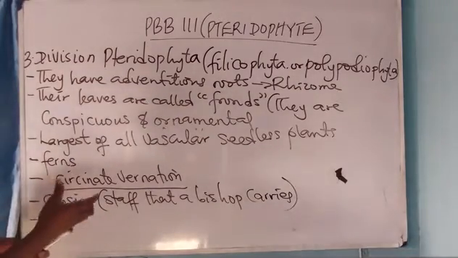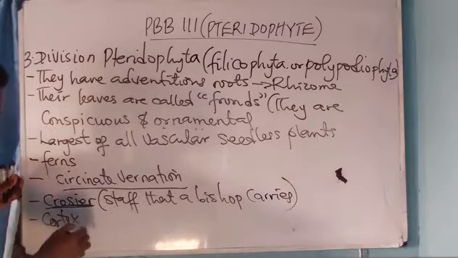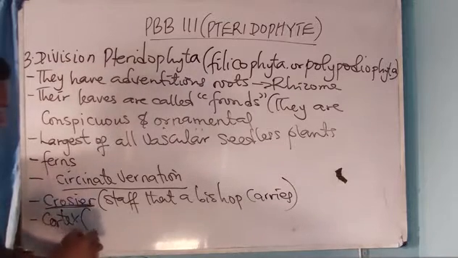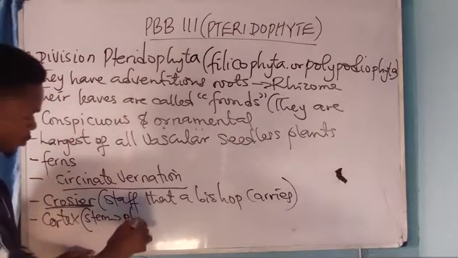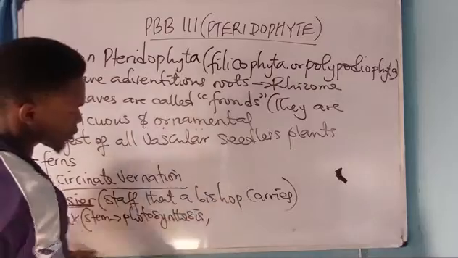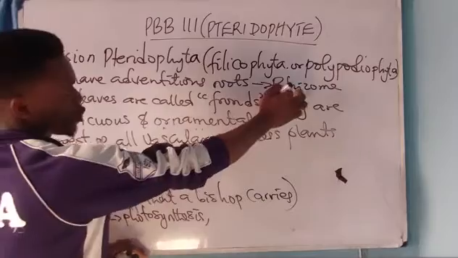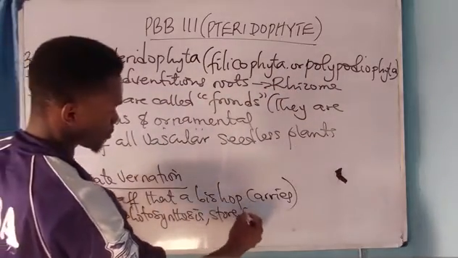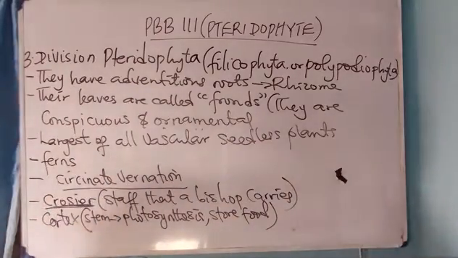Now, of course, the pteridophytes also have cortex. I told us in the initial class that this cortex, when found in the stem, enhances photosynthesis. That is, when they are found in the stem, they enhance photosynthesis. But when they are found in the rhizome, they store food. Store food. So please take note of that. So that is all about this topic.